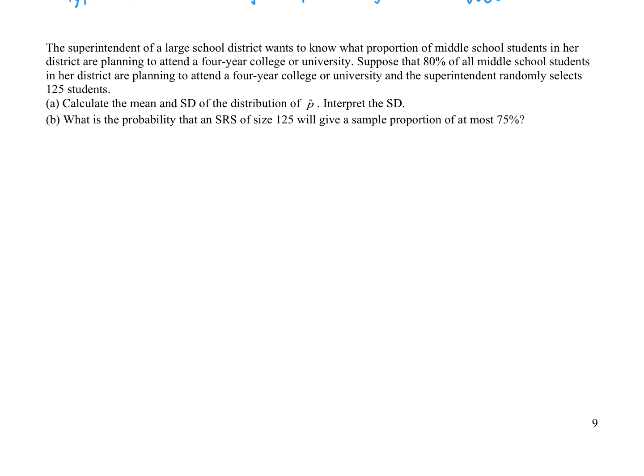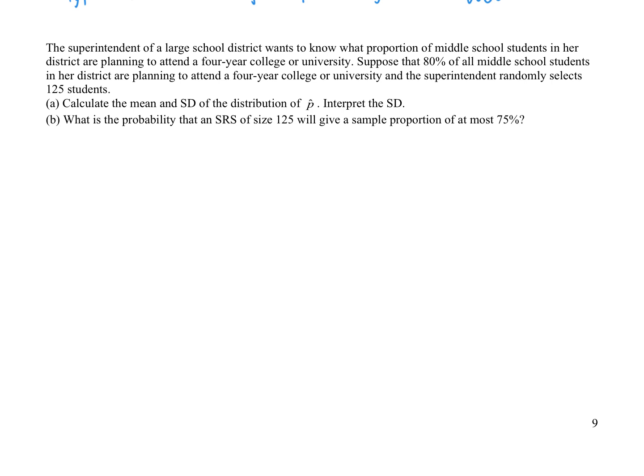The superintendent of a large school district wants to know what proportion of middle school students in her district are planning to attend a four-year college or university. Suppose that 80% of all middle school students in her district are planning to attend a four-year college or university, and the superintendent randomly selects 125 students. A, calculate the mean and standard deviation of the distribution of p hat and interpret the standard deviation.